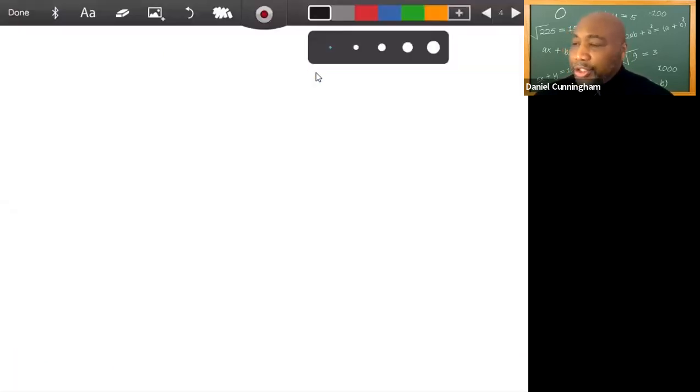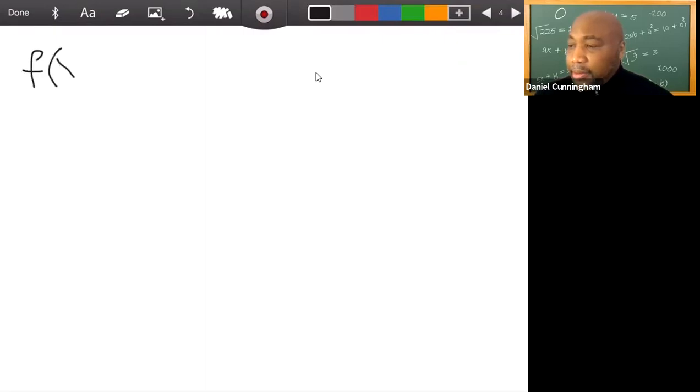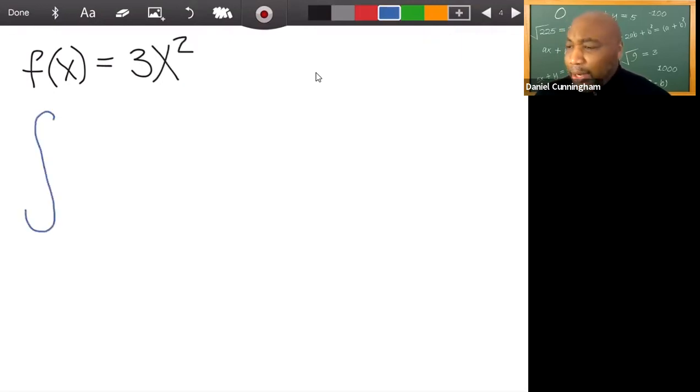So let's look at a function. Let's say f of x. Let's put a function inside the integral and see how we do it. It's equal to 3x squared. So I want to integrate that function. I'm giving you a function, let's integrate it. So we say the integral of 3x squared dx. You must put that dx so you understand you do it with respect to x, because you can do it with respect to other variables.